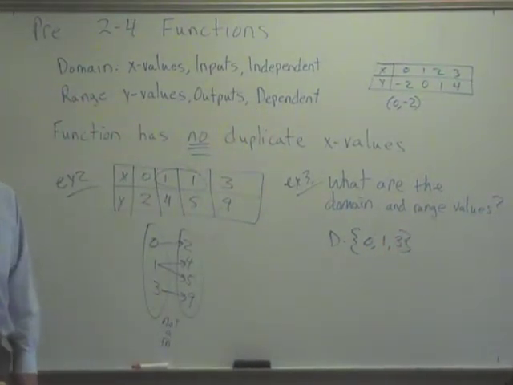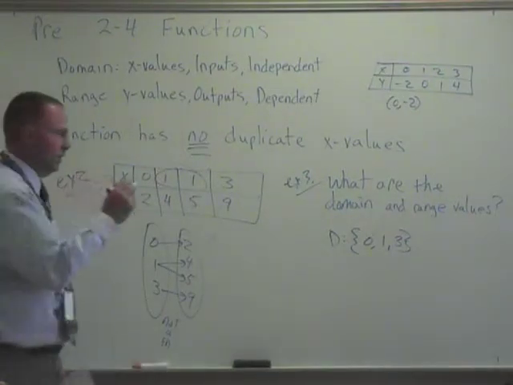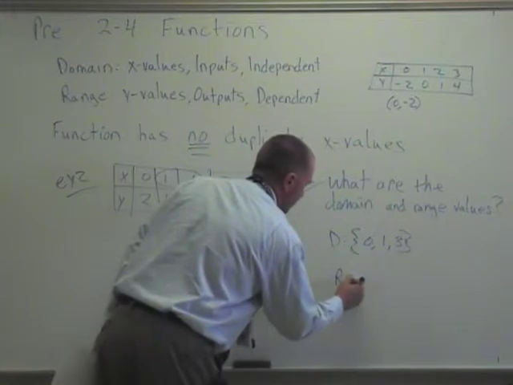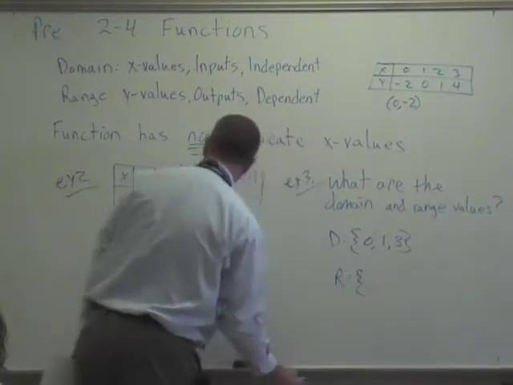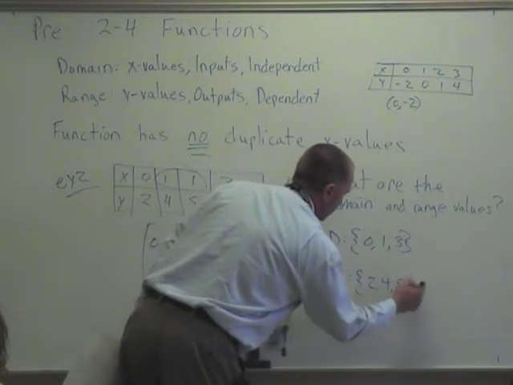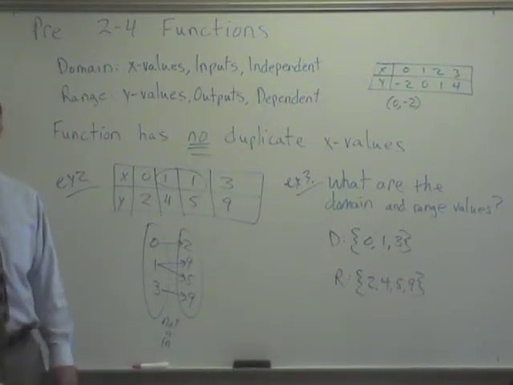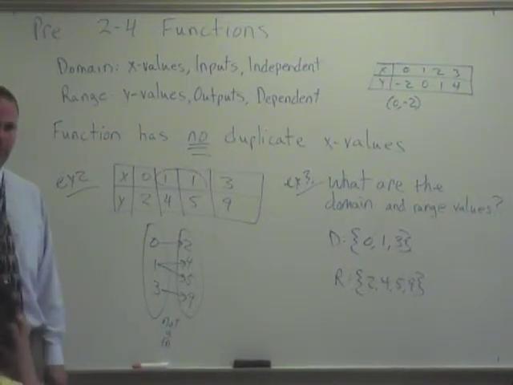Notice I didn't put a double 1. I'm not going to count it wrong if you do. But it just wants to know the values, so it's not necessary to write duplicate values. The range, you're going to do the same thing, but you need the R for the range. The range is 2, 4, 5, and 9. And that would be your answer. Can you do that?